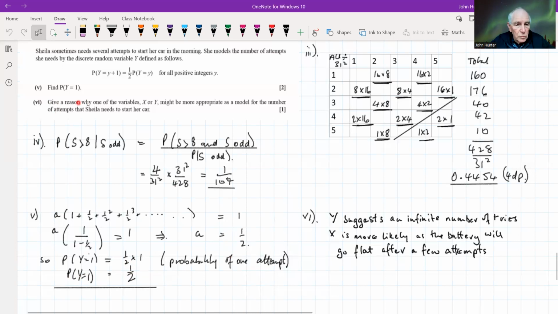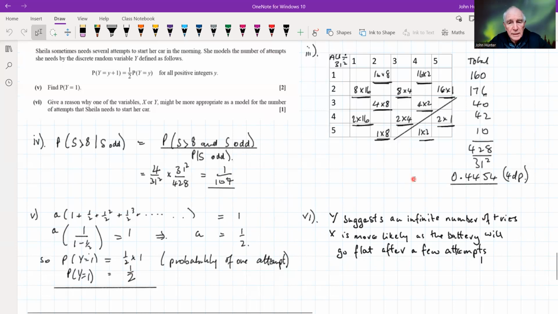And then finally it says, give a reason why one of the variables, X or Y, might be more appropriate as a model for the number of attempts that Sheila needs to start her car. Well, Y suggests that you've got an infinite number of tries, doesn't it? There's some probability associated with being able to succeed on the 20th attempt. You're going to have a flat battery before then, aren't you? And the truth be known, you'd probably get maybe 5 attempts before you're going to have to give up because the battery's flat. So I think X is probably more appropriate.